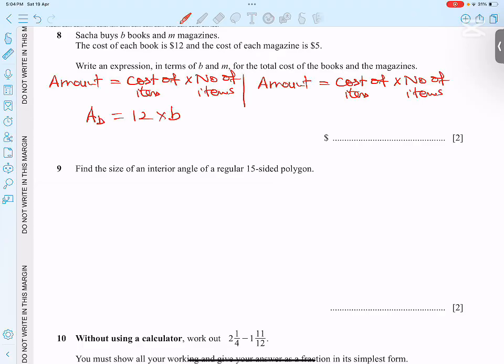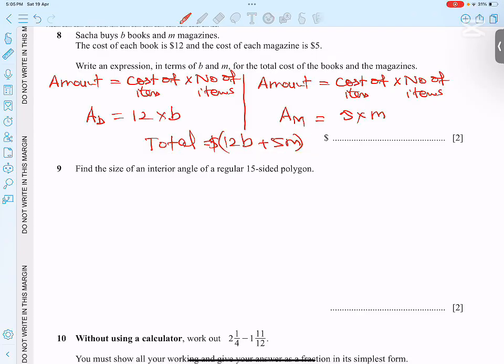Now I talk about the other amount, spent on M magazines. The cost of one magazine is $5. The number of magazines? Not 1, not 2, not 3, not 4, it is M magazines. So it becomes 5M. If I add them both, the total cost, or total money we have to pay, is 12B plus 5M, and that is our final answer. So 12B plus 5M dollars. You write dollars in the beginning like this. Okay, this is my final answer.